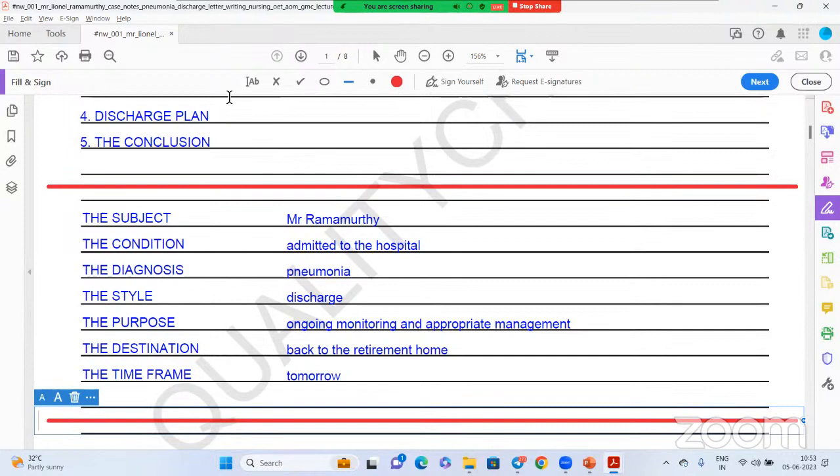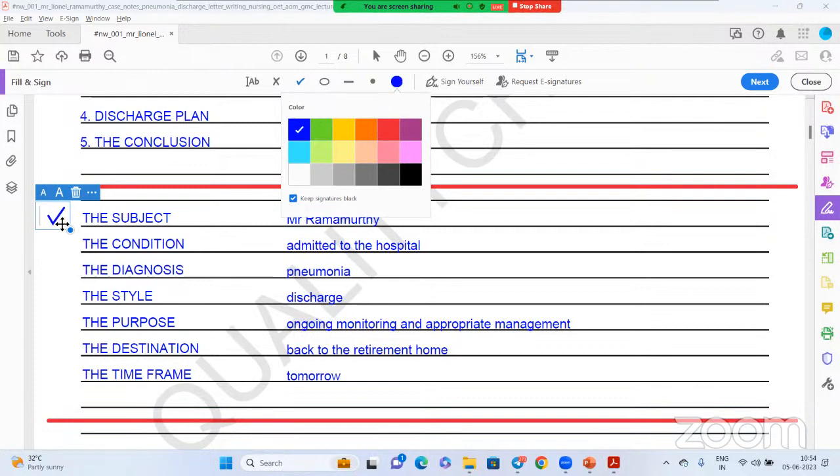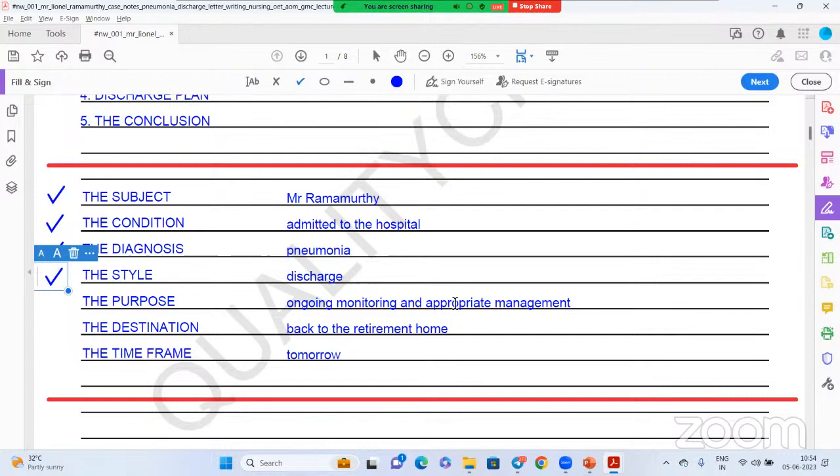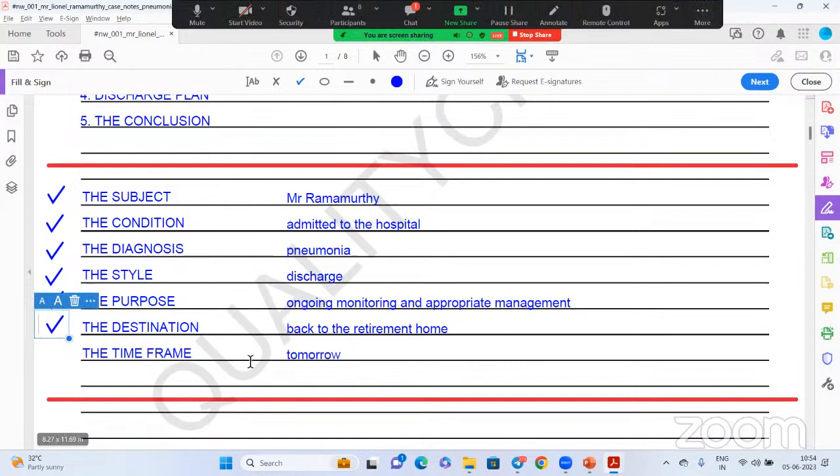So we took the subject, who is the patient? We took the condition, and we took that he is admitted. And what was the diagnosis? Pneumonia. The style of the letter is discharge. The purpose is ongoing monitoring and appropriate management after a discharge. Then next, the destination is, he's going back to the retirement home. He came from there, going back there. And then when is he discharged? Tomorrow. So that's it.